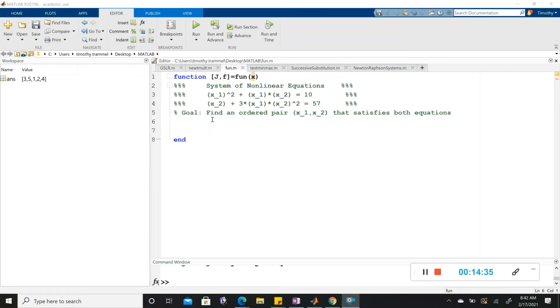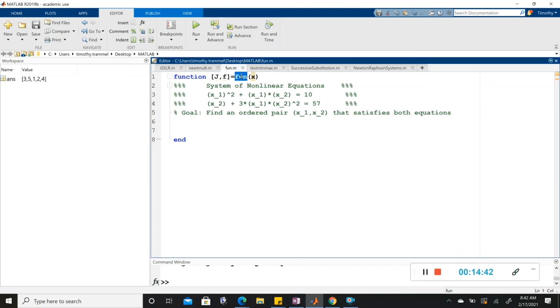All right, now I've created a file, fun. So this is going to be our function. And so we're going to need to compute two things here. One is f, and the other one is the Jacobian. And so remember, to come up with these functions, all we need to do is write out each equation but set equal to 0.